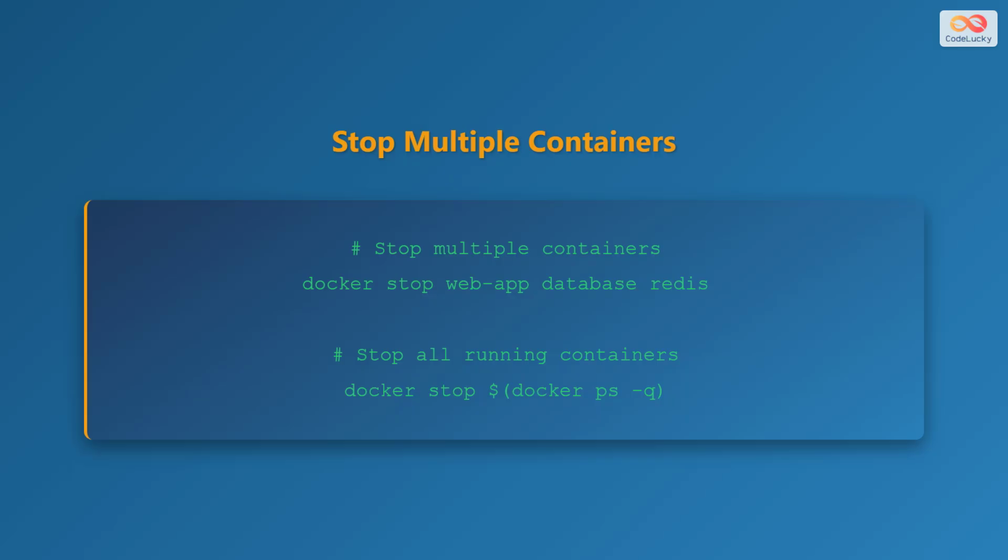You can stop multiple containers at the same time. To do this, write docker stop followed by the names or IDs of the containers you want to stop, separated by spaces. For example, docker stop web-app database redis.